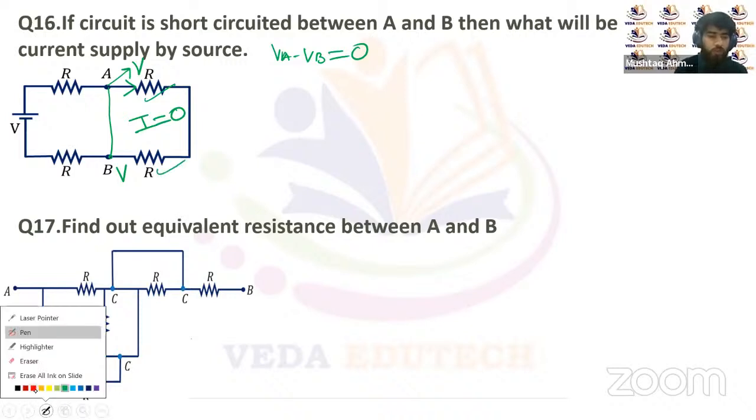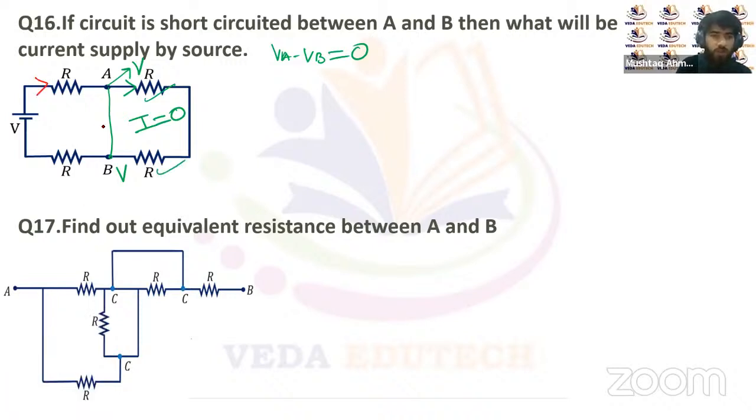Then the current will be totally flowing along this short circuited path, right? This will be the current I, the total current I flowing through this circuit. And this total current I will be the total potential difference, that's V, upon the total resistance for this path, that will be 2R, right? So V upon 2R will be the total current flowing through this circuit, right?